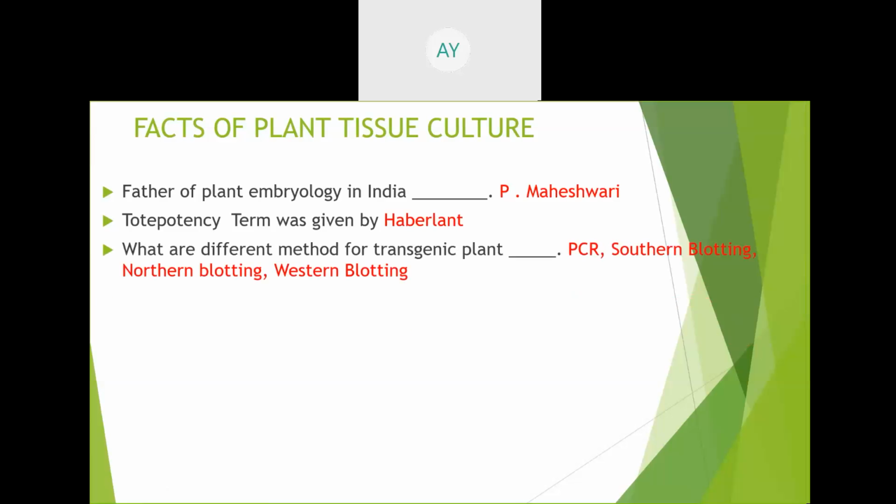Next is: what are the different methods for transgenic plants confirmation, meaning gene transfer inside the plant? How can you confirm? With the help of molecular techniques like PCR, Southern blotting, Northern blotting, and Western blotting.